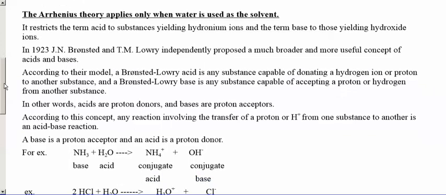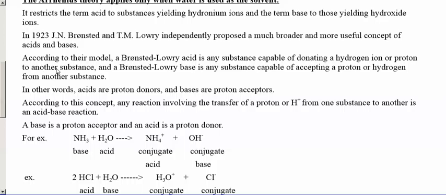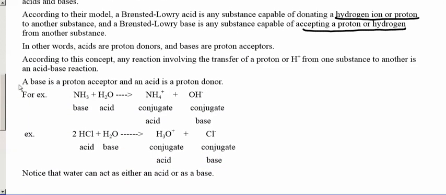So, Arrhenius theory, only water. So Bronsted-Lowry, he came up with a more general term. He said that an acid donates a hydrogen ion or a proton, and a base accepts a proton or a hydrogen atom. So we get acids are proton donors, bases are proton acceptors.